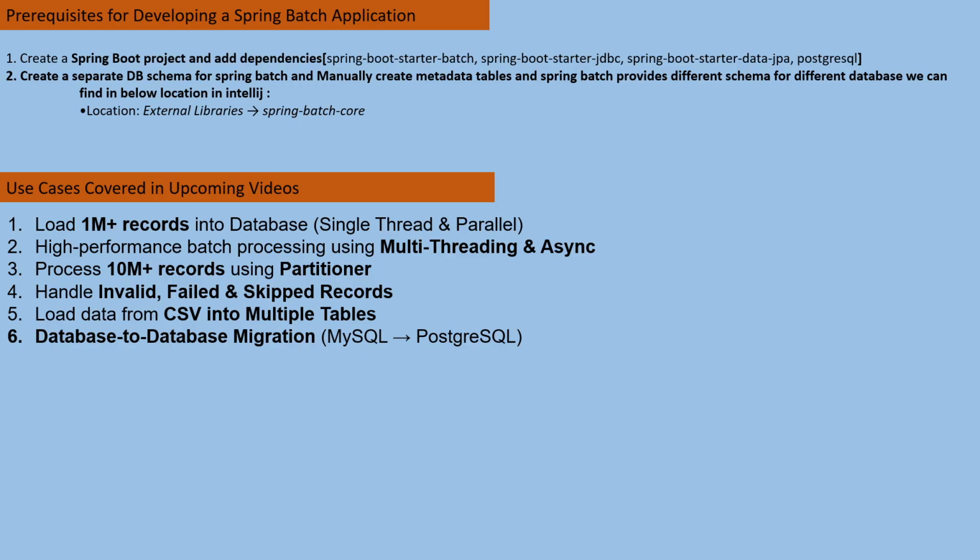Now before starting, let's create our schema and understand. If you see here, I mentioned the location below where we can identify it in IntelliJ. I'm using IntelliJ, so here under external libraries, Spring Batch core, we can go through that.